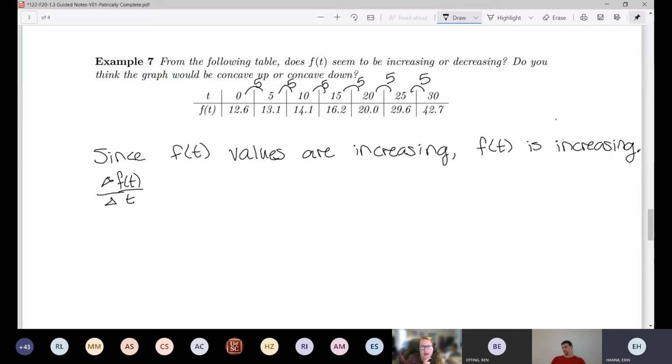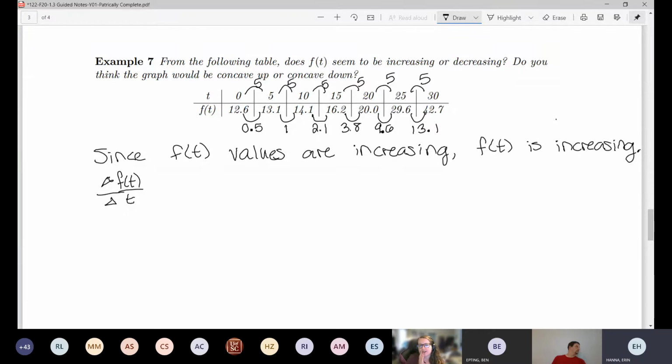And then if I start looking at how the f of t's are changing, we increase by 0.5, and then we increase by 1, and then we increase by 2.1, and then by 3.8, and then by 9.6. And I obviously have these calculated out already. I'm not magically figuring these out that fast in my brain.